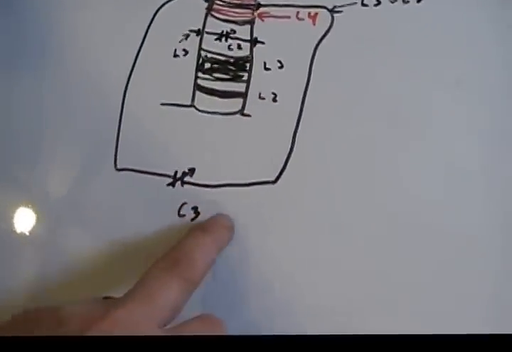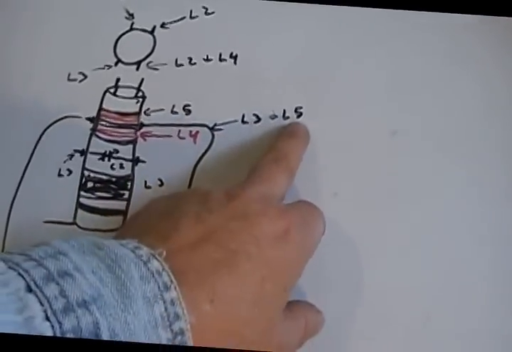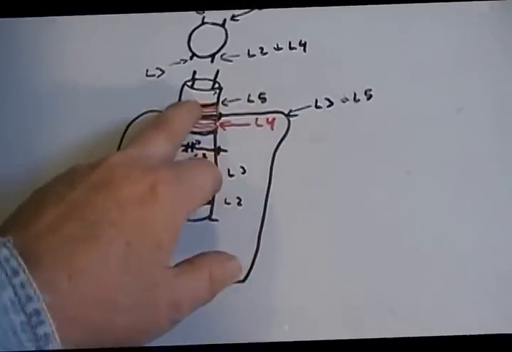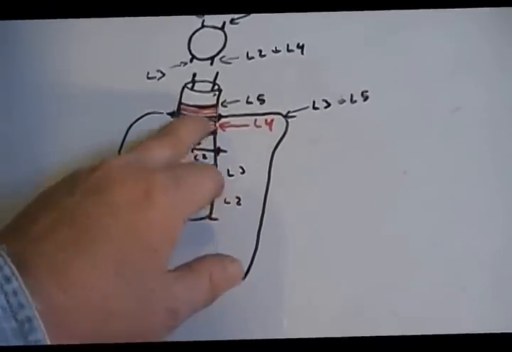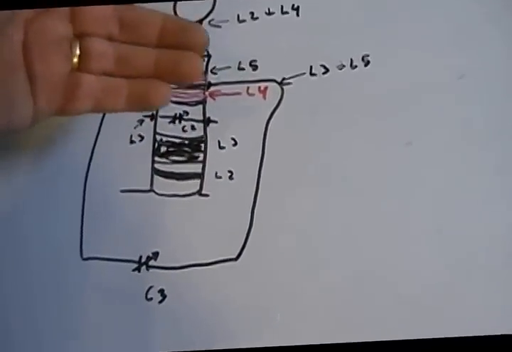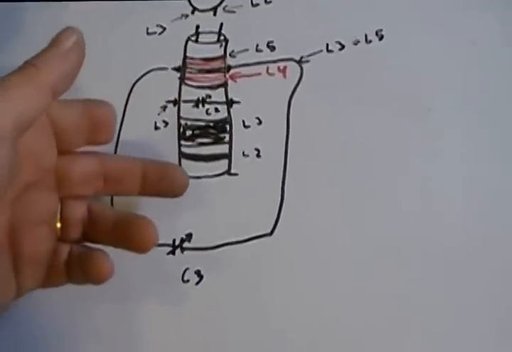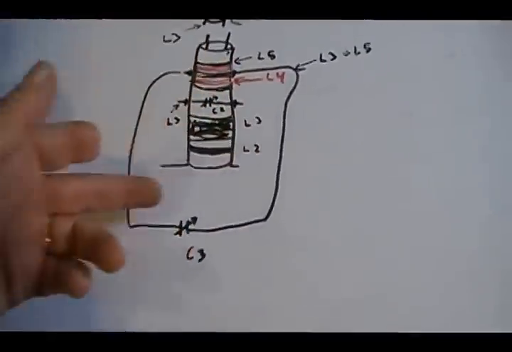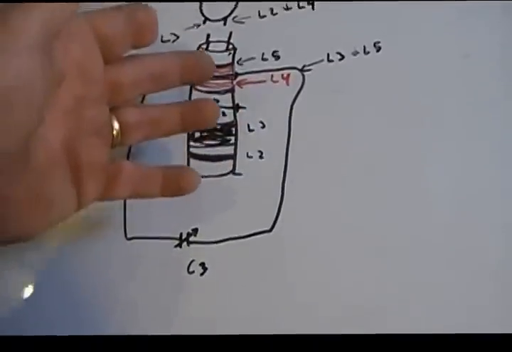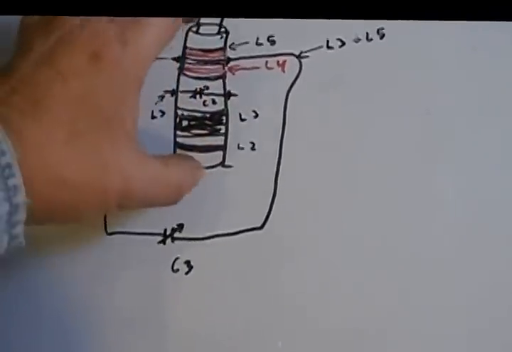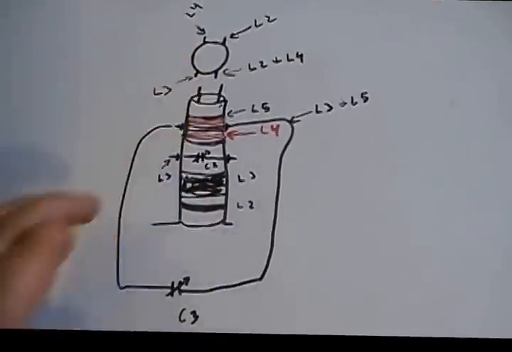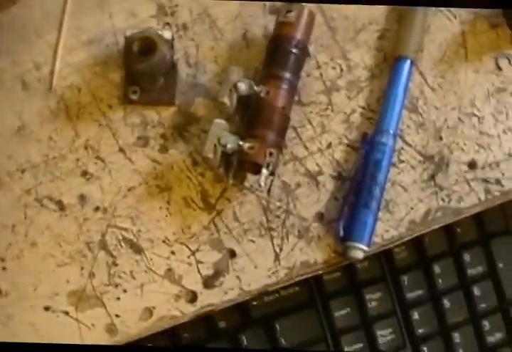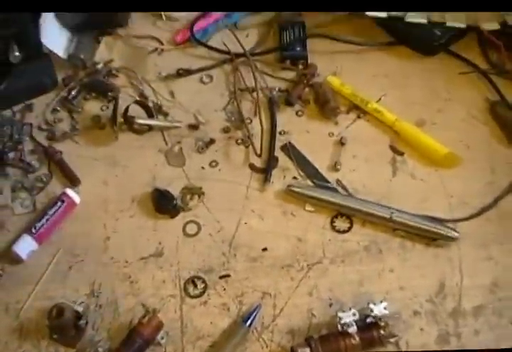The various tuning condensers, I got L3 and L5 here. L5 is in black, L4 is in red because it's actually underneath it. And where they all make connections to the various points on your coil form.